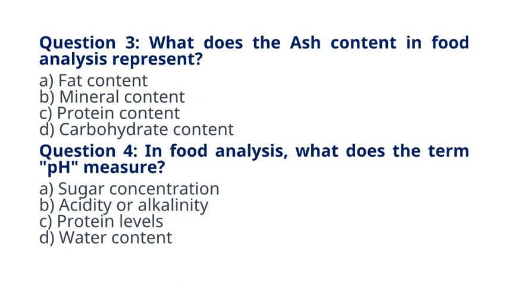Question 4. In food analysis, what does the term pH measure? A. Sugar concentration. B. Acidity or alkalinity. C. Protein levels. D. Water content. The correct answer to question 4 is option B. Acidity or alkalinity. Explanation. pH measures the acidity or alkalinity of a food sample.